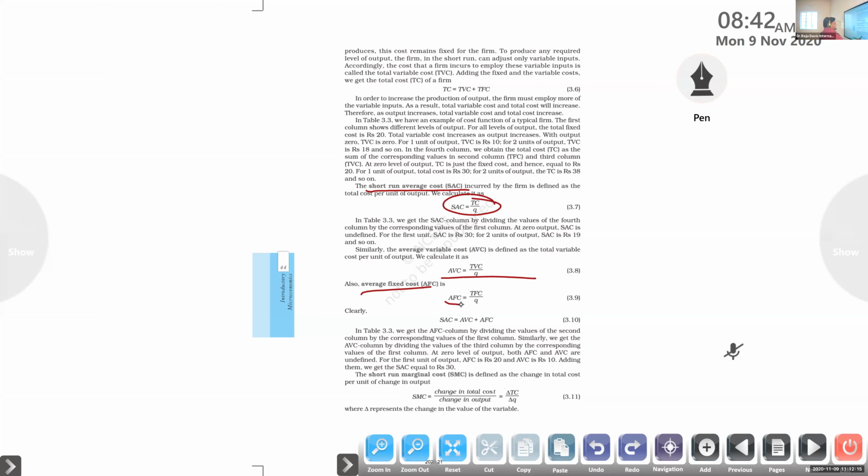Next, how to find out SMC? Change in the total cost divided by the change in the output, that is equal to delta TC divided by delta Q. And TC, we know, is the sum of TVC, total variable cost, plus TFC, total fixed cost. So don't forget these equations. If you forget, it is difficult to understand the coming topics.